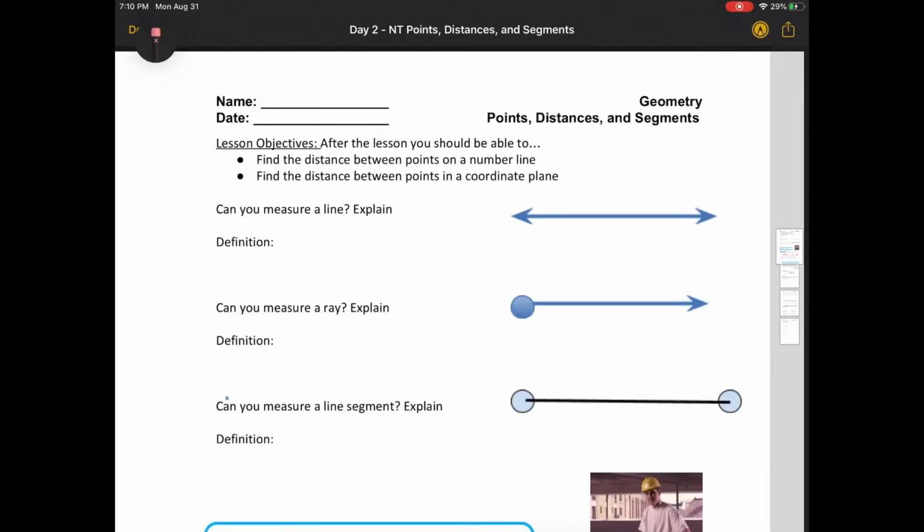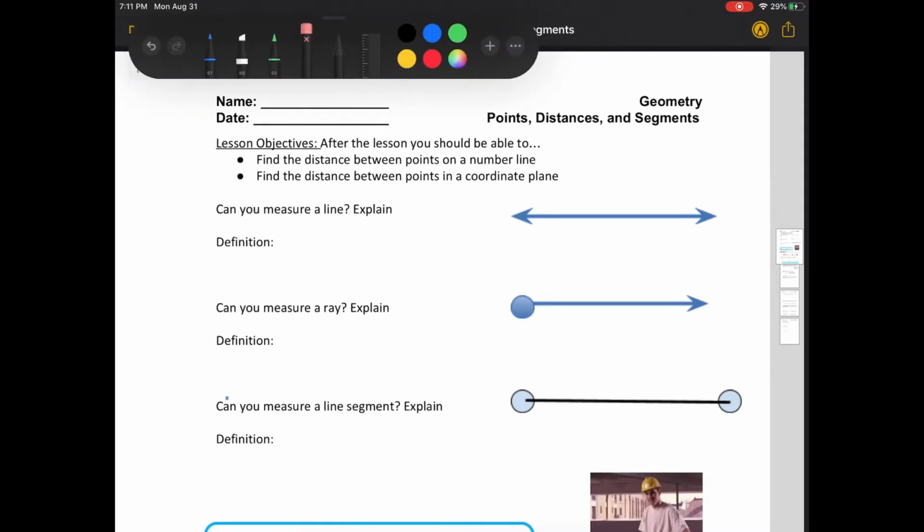Okay, guys, so today we're here to talk about lines, rays, line segments, and what we could do with those, and why they're all a little bit different, but they are very similar. After today, you should be able to find the distance between points on a number line and find the distance between points in a coordinate plane. We're not going to really look at the coordinate plane stuff too much, just because we're not going to be working with the distance formula just yet, so don't even worry about that. We're just going to be looking at what line segments do and why they're different from just a regular line.